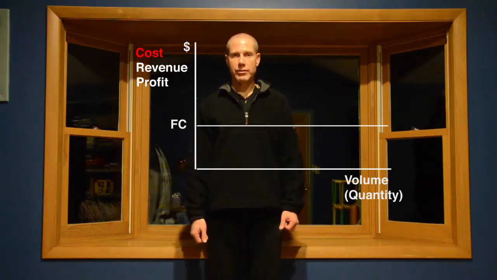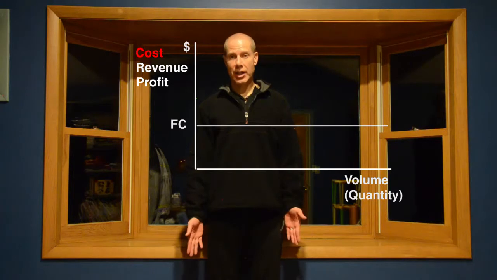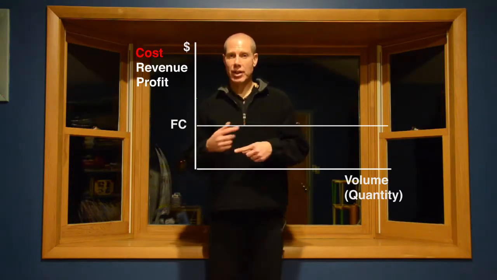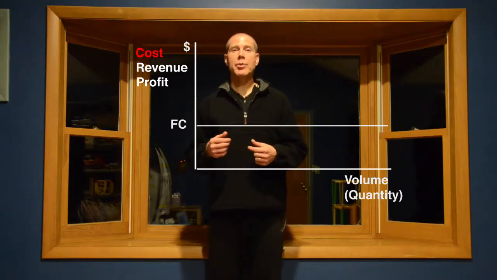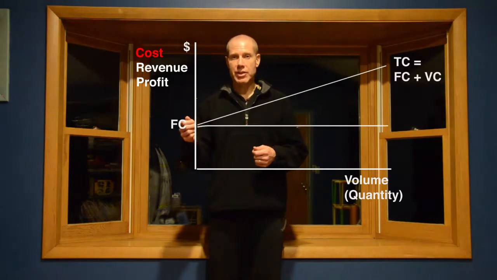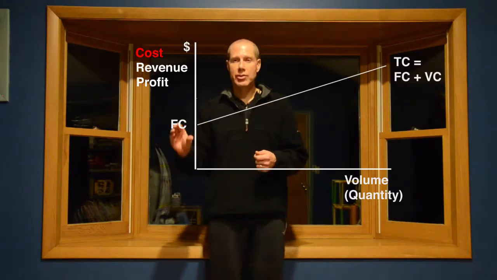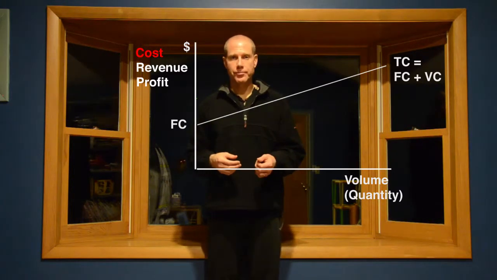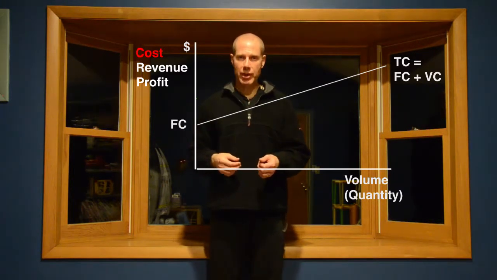The other component of total cost is variable cost, which does change, so it's going to be an upward sloping line. So as each patient comes through our flu clinic, for example, we need to buy more medicine, buy more vaccines, so each of those patients incurs an additional cost. So it's going up, up, up, and this gives us our total cost curve. Fixed costs plus variable costs.